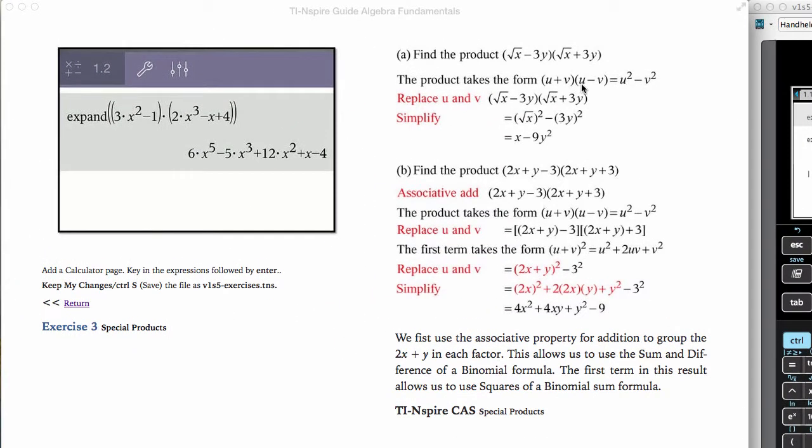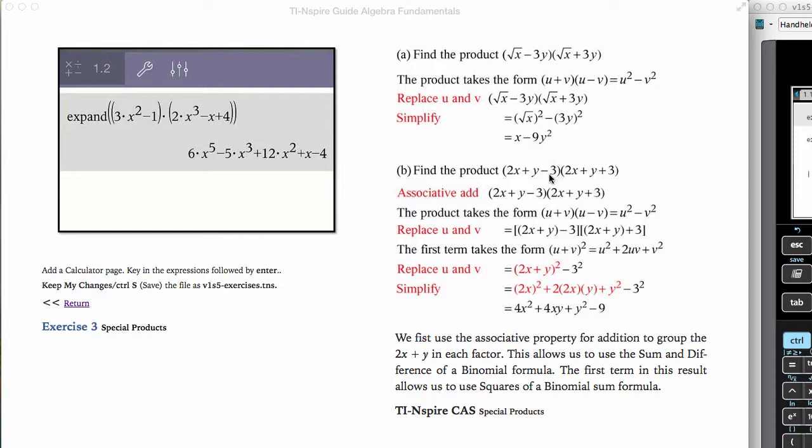So again, the special case formula will be u squared minus v squared. So it will be the square root of x squared minus 3y squared. So when we square the square root of x, we get x minus 9y squared.